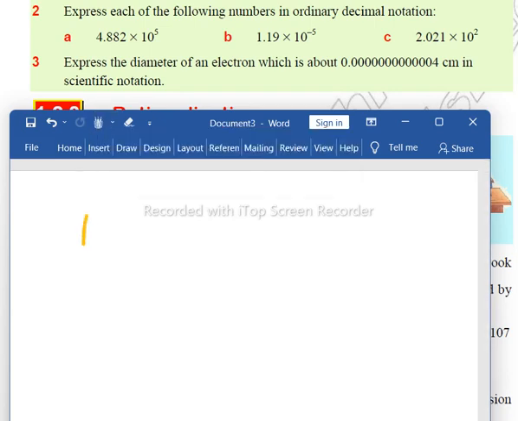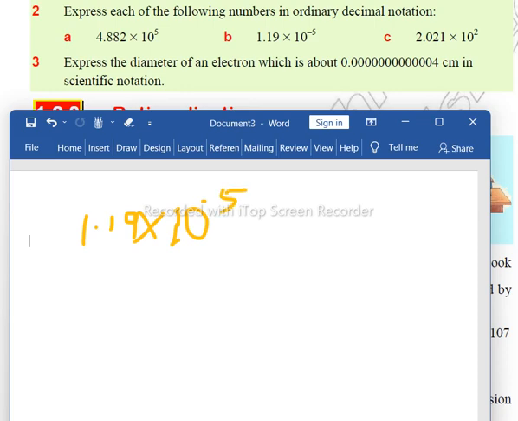1 point, here we have the given number 1.19 times 10 to the power of minus 5.